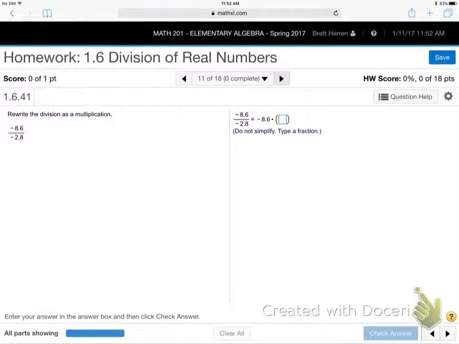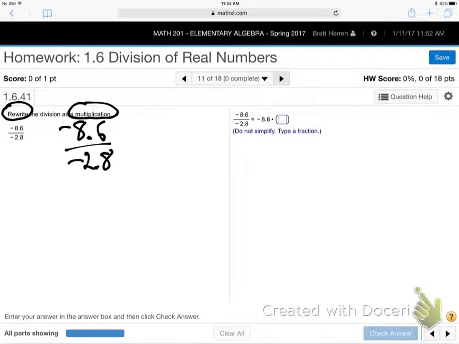So they're going the other way now. They're writing a divide problem, negative 8.6 divided by negative 2.8, and they want me to write it as multiplication. How do you write that divide, that fraction, which is dividing, as a times? Well, it's upside down again.